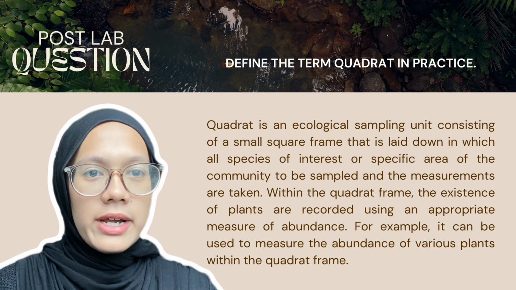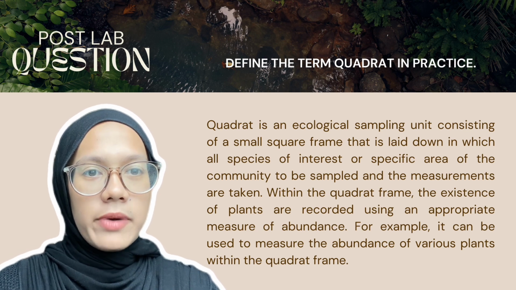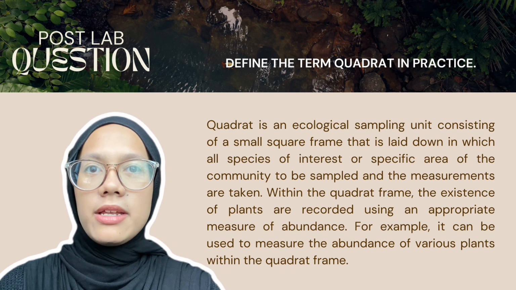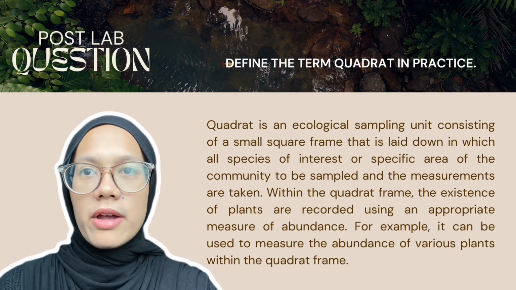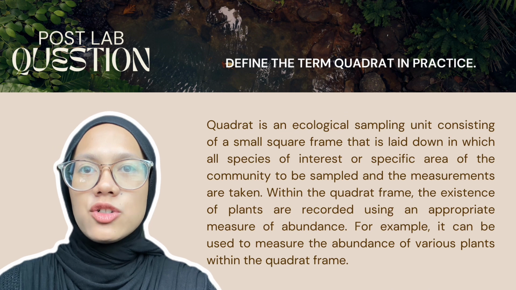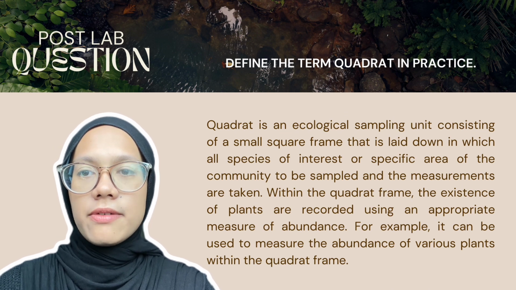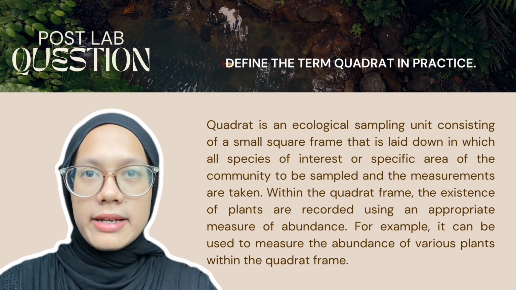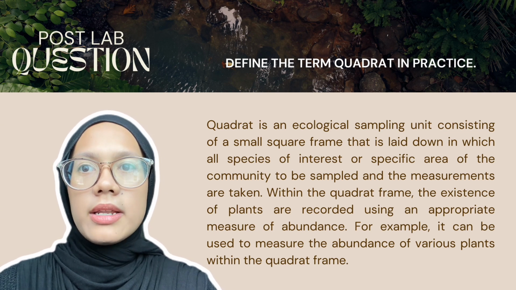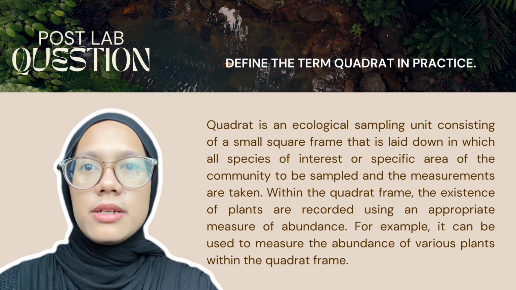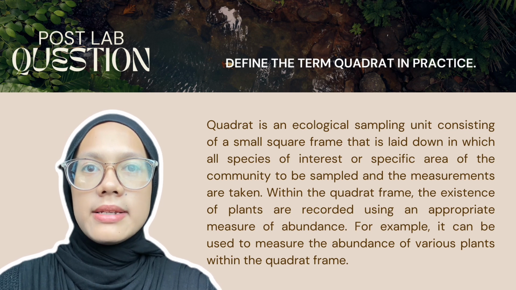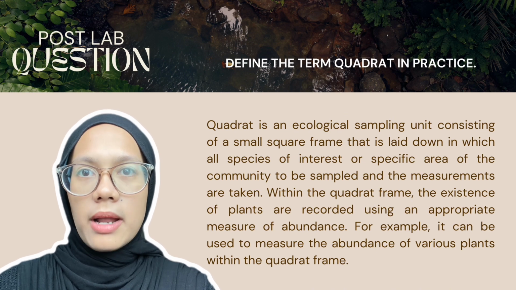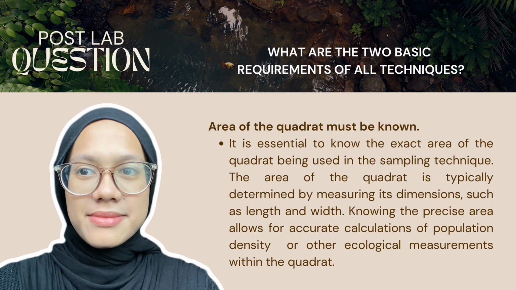For the post-lab question, define the term quadrat in practice. A quadrat is an ecological sampling unit consisting of a small square frame that is laid down on the specific area of the community to be sampled, where all species of interest are counted and measurements are taken. Within the quadrat frame, the existence of plants is recorded using an appropriate measure of abundance. For example, it can be used to measure the abundance of various plants within the quadrat frame.